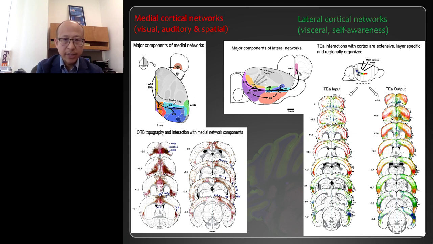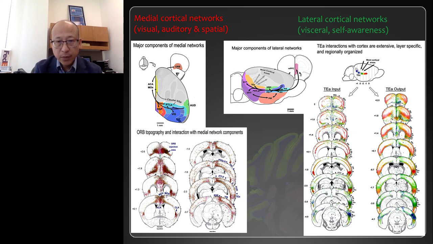In contrast, the visual areas and auditory areas are heavily connected with several other areas called high order association areas. They are distributed along the medial bank of the cortex. These pathways we put together are called medial cortical networks. They process and transmit visual, auditory, spatial sensories to the prefrontal cortex.